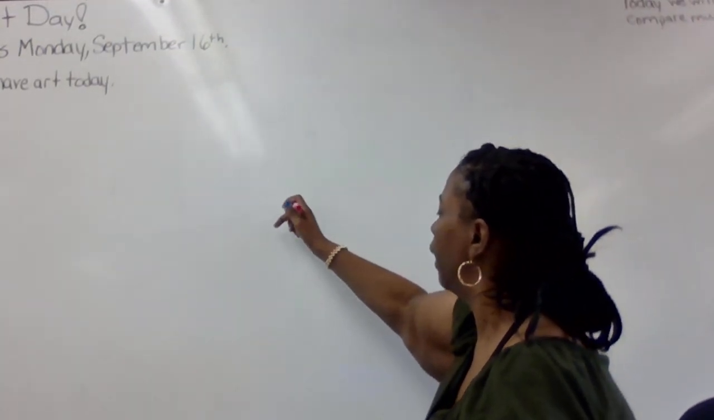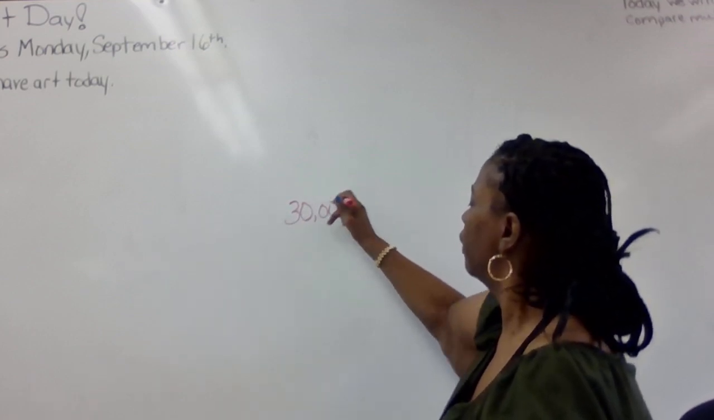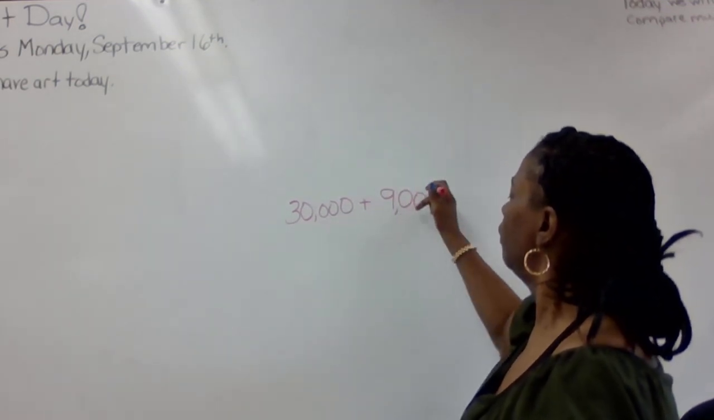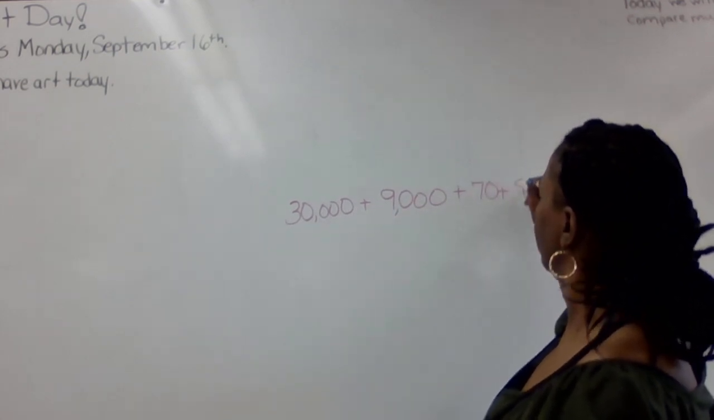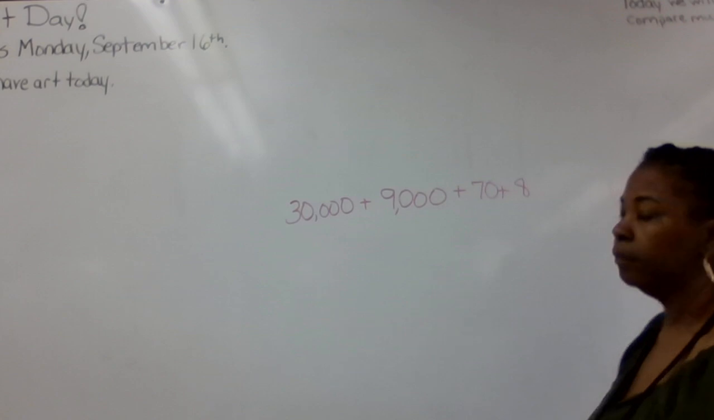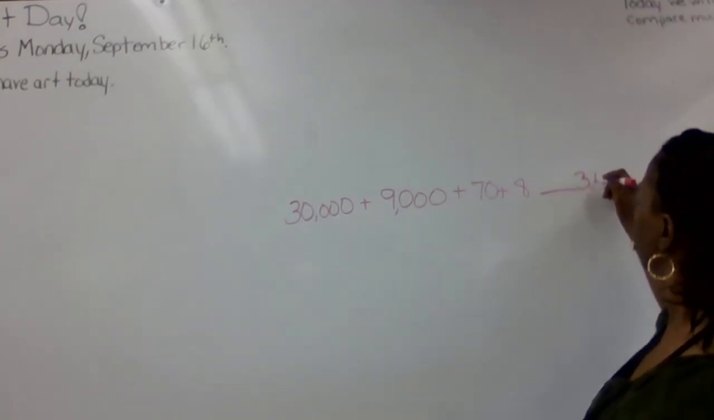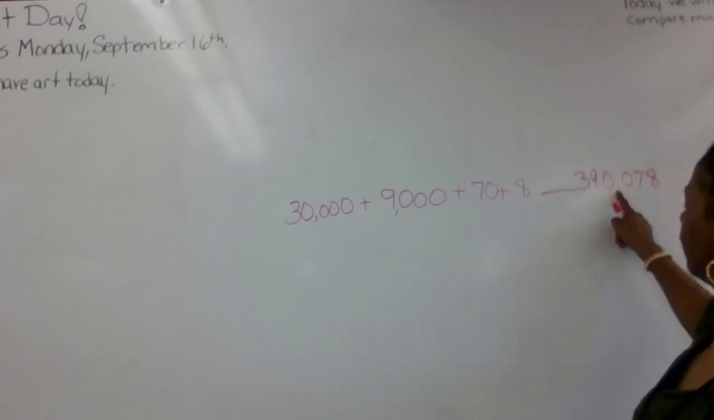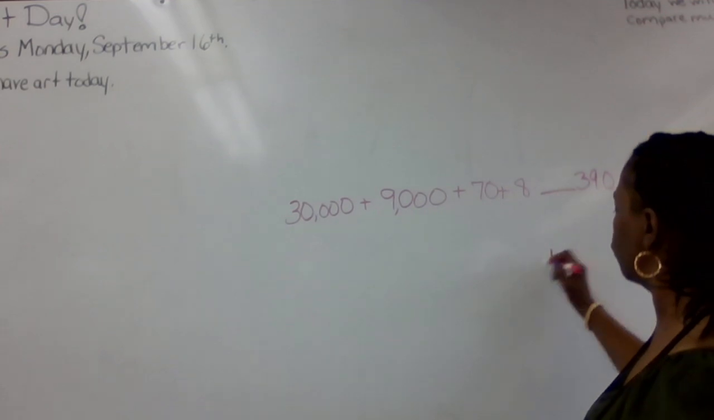Okay, so here's another one we have here. 30,000 plus 9,000 plus 70 plus 8. And then we have 390,078. Okay, so we're going to continue with our place value chart.